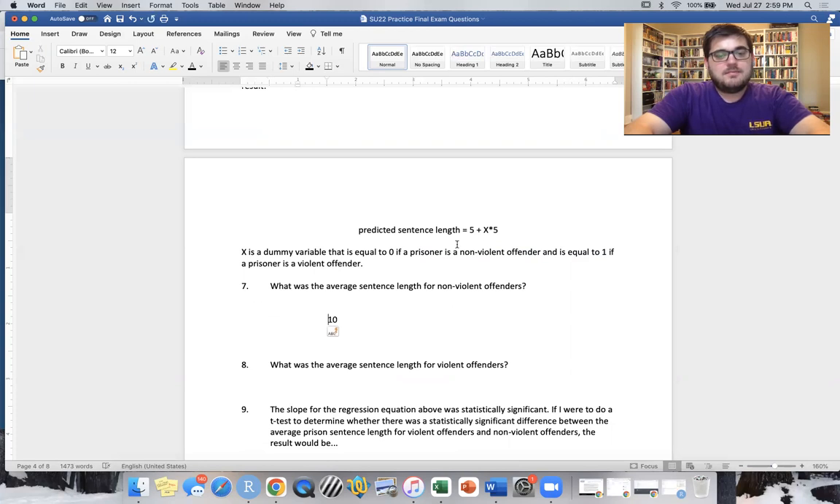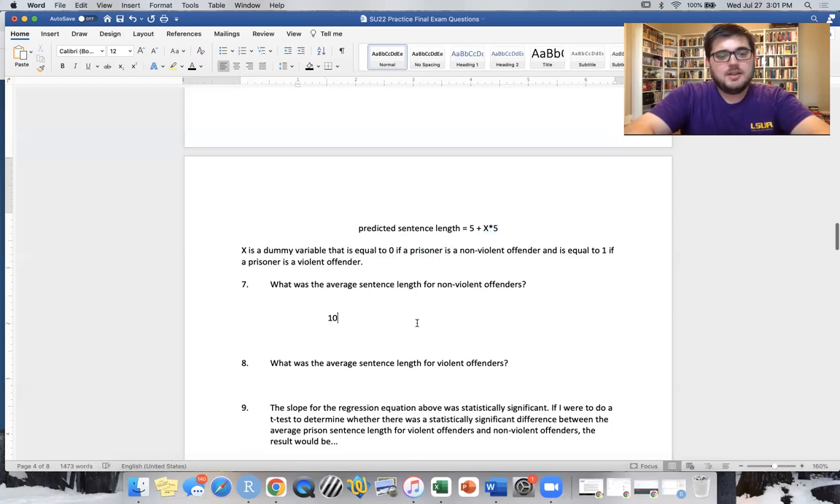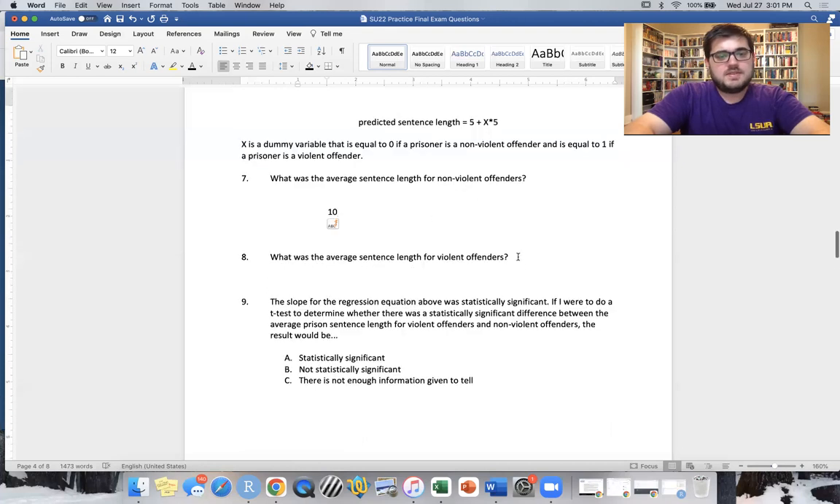And notice that in a regression equation with one predictor, you're either a non-violent offender or you're a violent offender. It's dummy coded. That means that the statistical testing of whether this coefficient of 5 is statistically significant is the same thing as doing a t-test, asking whether violent offenders and non-violent offenders have any difference in how long their sentence is. But yeah, that would be 10.